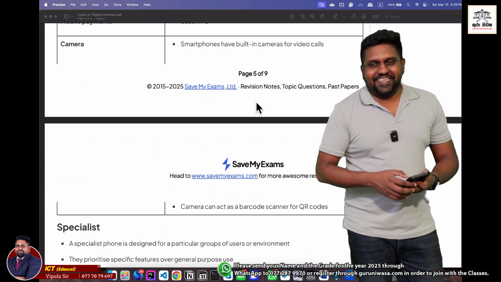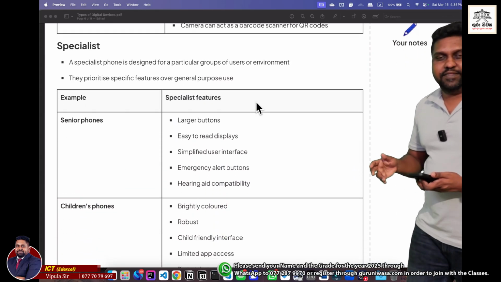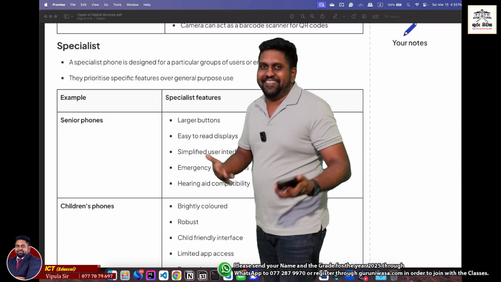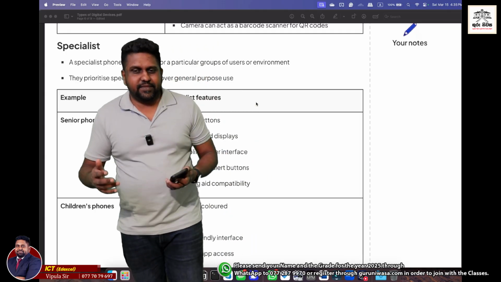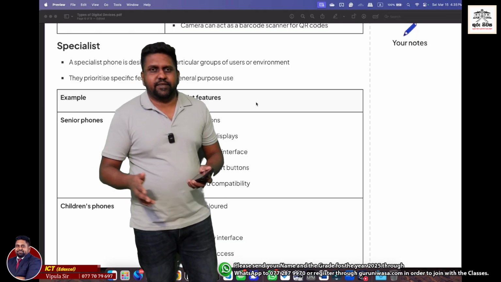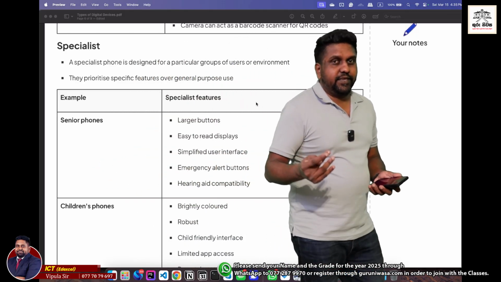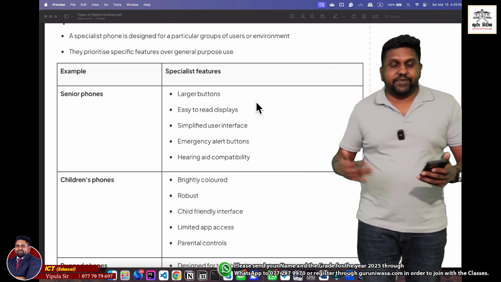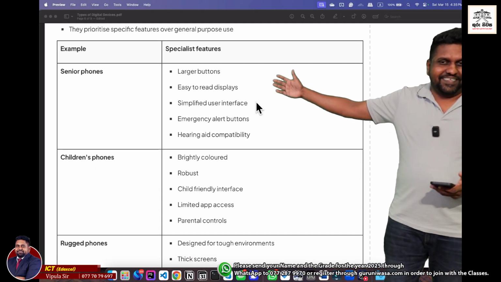Okay, super. So then we have these specialist devices. Specialist devices are the same device, but a special device which is created focusing on a specific audience. Okay, so we do have mobile phones which do multiple different types of activities, but you have different devices catering to different audiences. An example is senior phones.